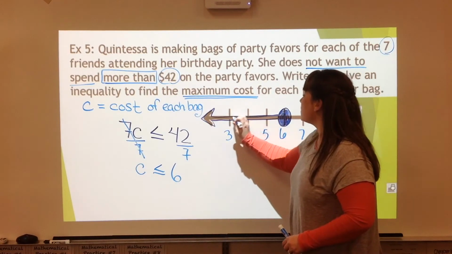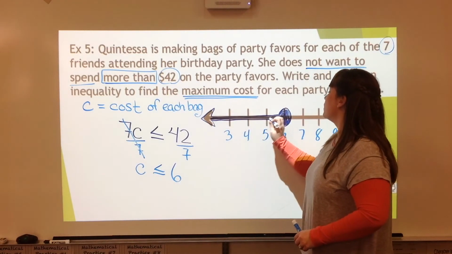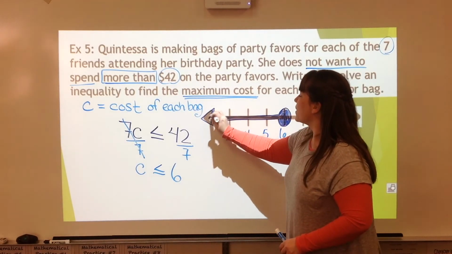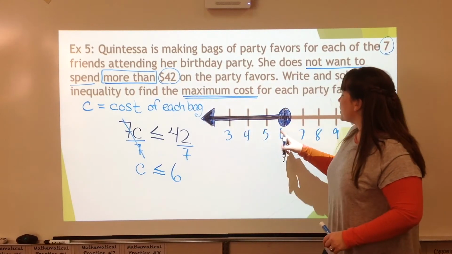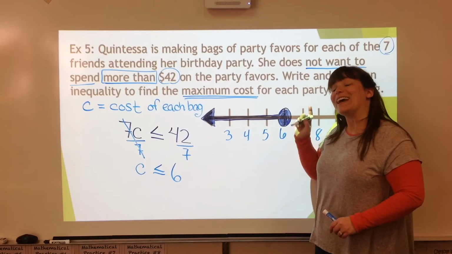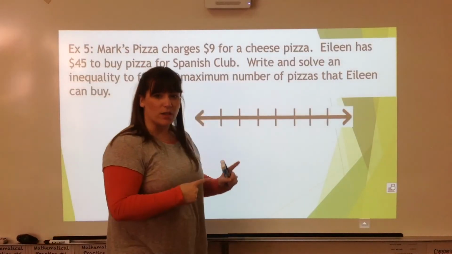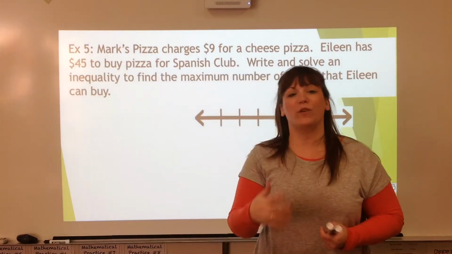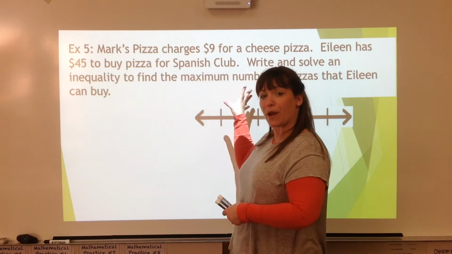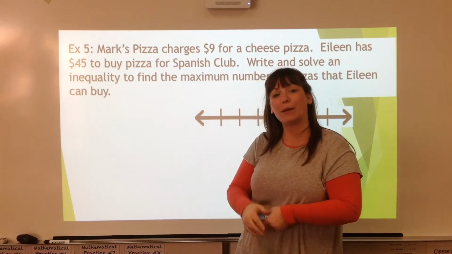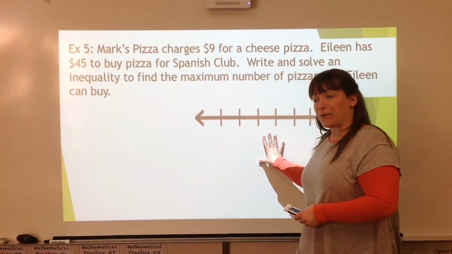We could spend 5 and save some money. We could spend 4. We could spend 2. We could spend $1 and get one thing, or maybe 4 lollipops per $1. But the maximum we can spend on each bag and not go over that $42 is 6. So go ahead and try this one first, and then resume when you want to check and make sure you did what you were supposed to. Mark up your word problem with the important keywords and numbers, write an inequality, solve, and then graph.